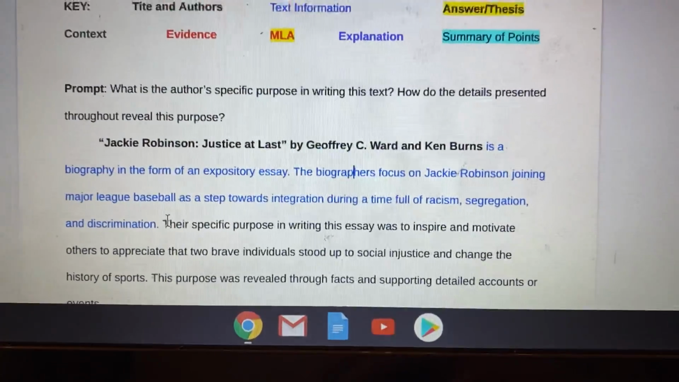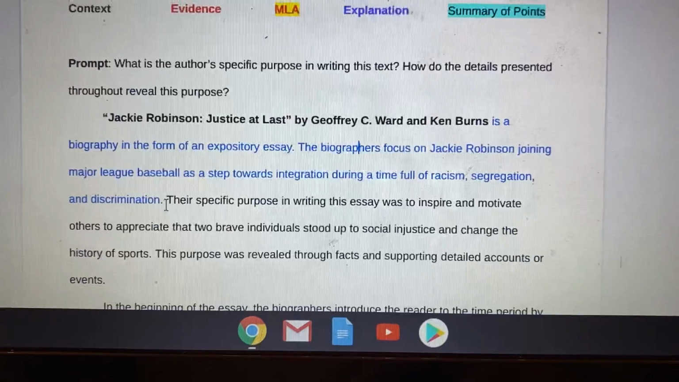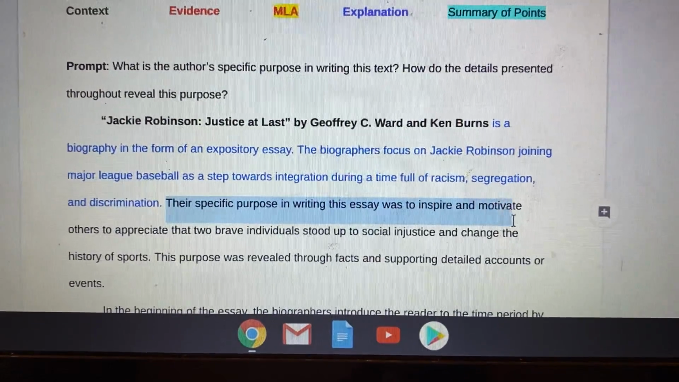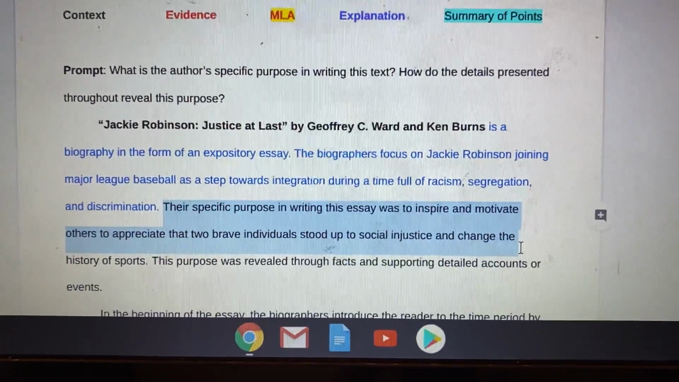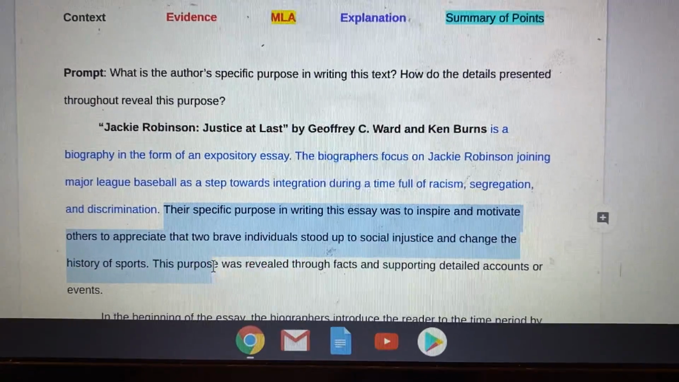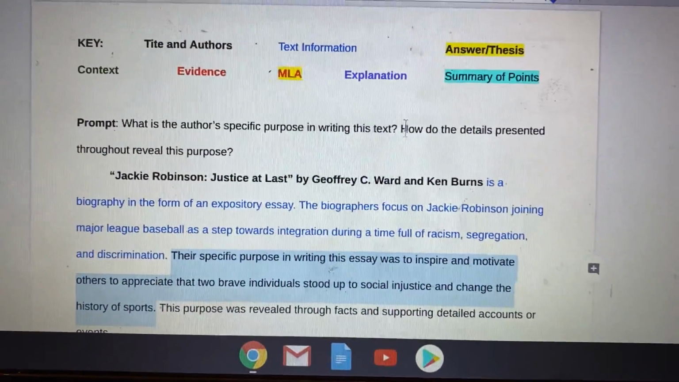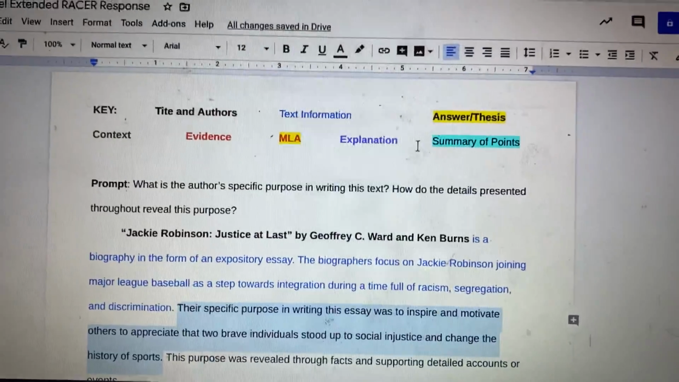Okay? Now I begin to answer my questions. So this is what I mean by my thesis statement. The specific purpose in writing was to inspire and motivate others to appreciate that 2 brave individuals stood up to social injustice and changed the history of sports. This is part of my thesis. So I go up here. I see that in my key, I want to highlight that.